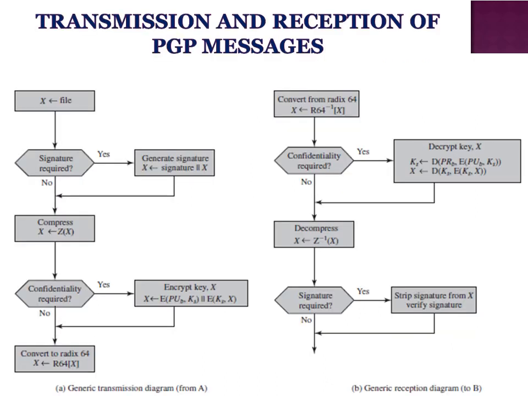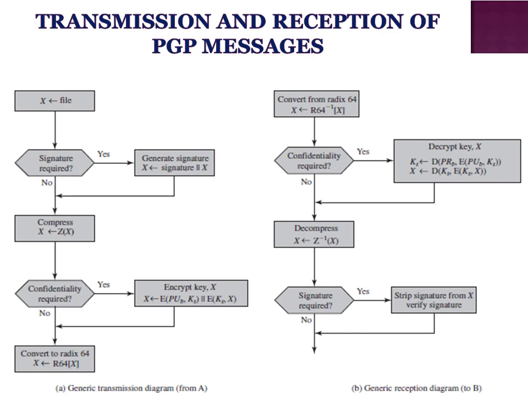So after the operational description of PGP, we have transmission and reception of PGP messages, which basically shows the relationship of the services which we have discussed so far, such as digital signature, message encryption, compression, and email compatibility. So as you can see, there are two figures here. The first figure shows the transmission side and the second figure shows the reception side.